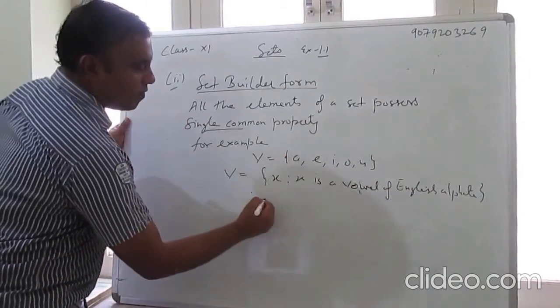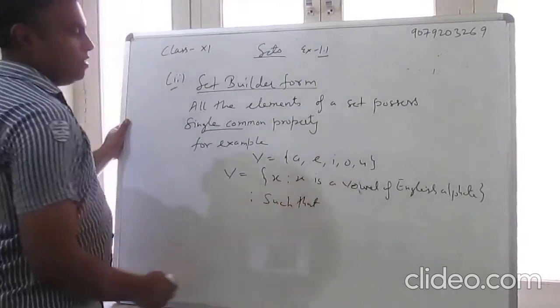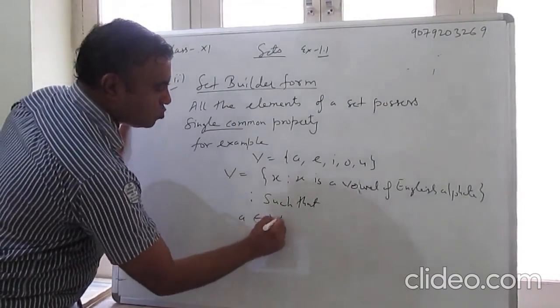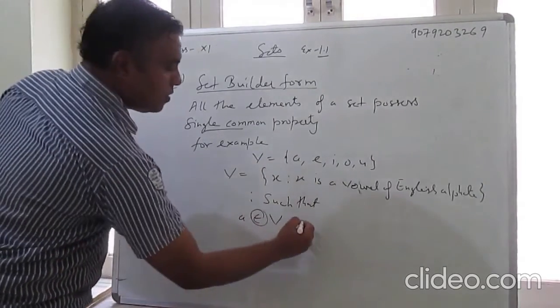This is the symbol for such that. Now, what does it mean? a belongs to V. This is the symbol of belongs to.